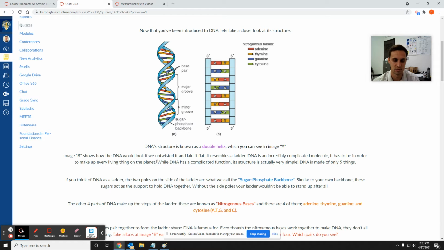So you might be surprised to hear that as complicated as DNA is, right? It can make everything from trees to bananas to you. It's only made of 5 different parts.